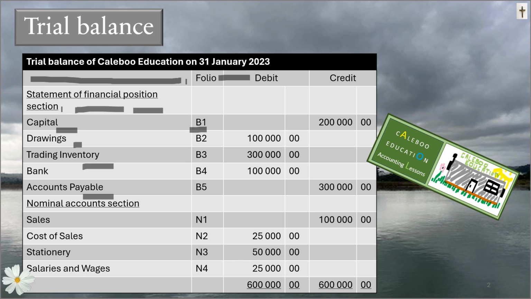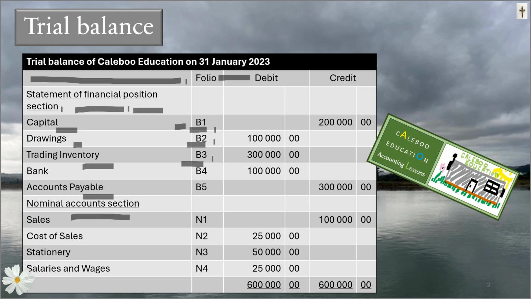All these accounts will have a folio reference. In this case here we have B1, B2, B3. That actually stands for balance sheet account number 1, balance sheet account number 2. But we know the name of a balance sheet has changed and it's now called a statement of financial position. You could actually have the folio reference of your choice, but most textbooks still use B1, B2, B3, balance sheet account number 1, 2, 3.